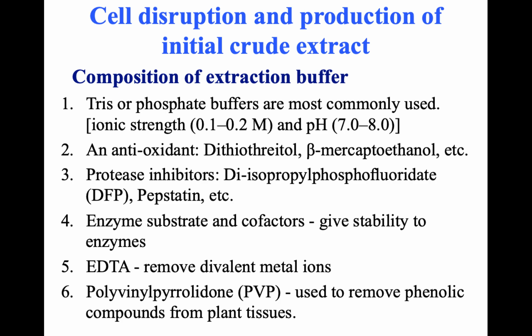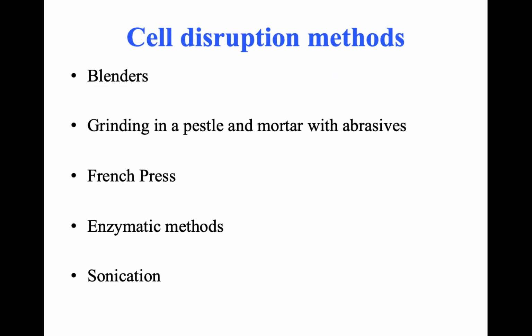For this reason, we need to remove the phenolic compounds. To do that, we add polyvinyl pyrrolidone in the extraction of proteins from plant tissues. This PVP absorbs the phenolic compounds, and after the absorption, these phenolic compounds are removed by centrifugation. These are the components of the extraction buffer.